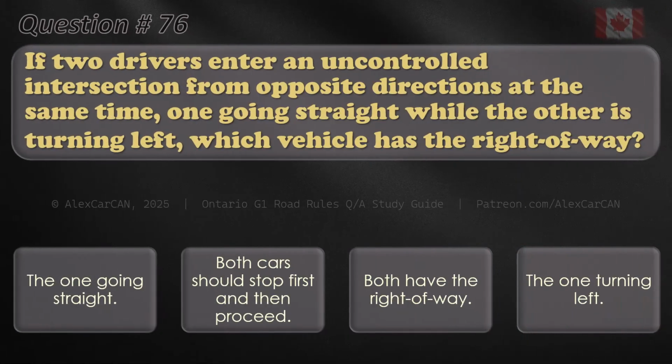Question 76. If two drivers enter an uncontrolled intersection from opposite directions at the same time, one going straight while the other is turning left, which vehicle has the right of way? The one going straight. Both cars should stop first and then proceed. Both have the right of way. The one turning left. The correct answer is the one going straight.